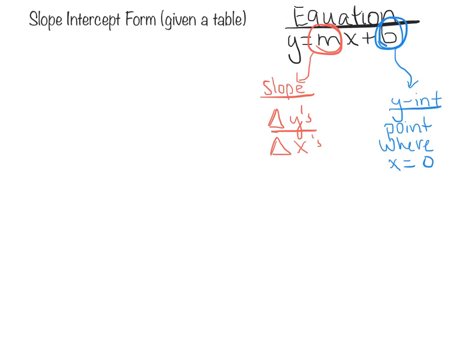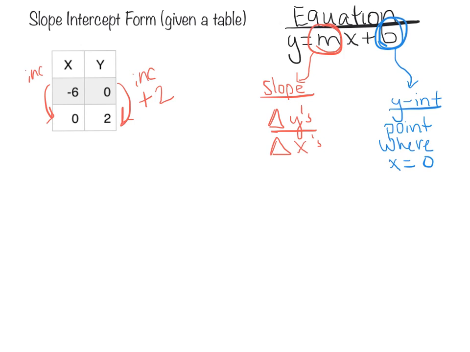In my other example, I'm going to find the change in my y's. So how are my y's changing? From 0 to 2 I'm increasing, so I'm going to add, and there are 2 units, so I added 2 units. That's the change in my y's. Now I look at the change in my x's. I'm also increasing on the x side, and from -6 to 0 is 6 units, so I've got a +6 change in the x values.